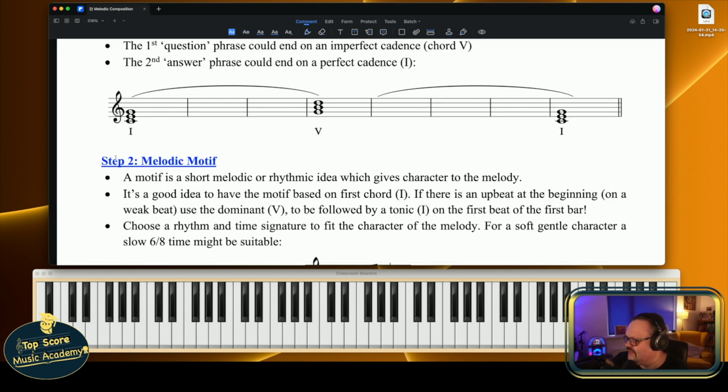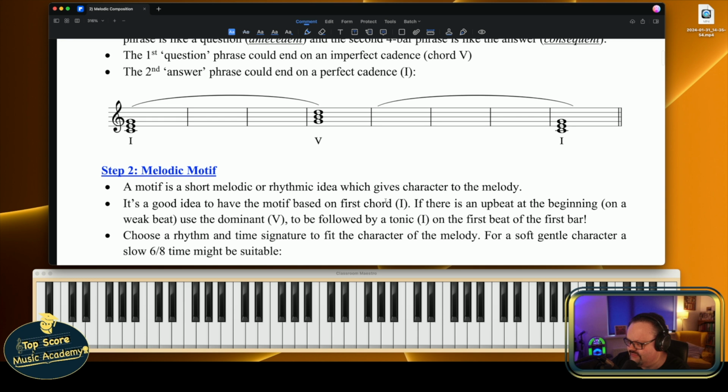So the second step, step 2, the melodic motif. A motif is a short melodic or rhythmic idea which gives character to a melody. It's a good idea to have a motif based on the first chord, or chord 1. So I probably will start bar 1 on chord 1 just to establish the key right away, that we're in the key of C major. Doesn't have to be in C major, but that's what we're going to do just for this example. So chord 1 on bar 1 for the first main beat of the first bar.